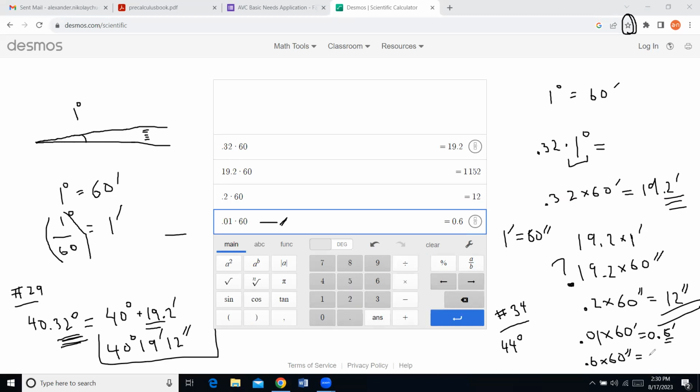6 times 6 is just 36 without a calculator. Or you can check it with a calculator, if 6 times 6 is 36. Notice that the 0 kills that 1 decimal, right? So it's 36 seconds. So I ended up with 44 degrees and 36 seconds. And 0 minutes, so we don't put anything. Or if you want to put 0 minutes, it's up to you.